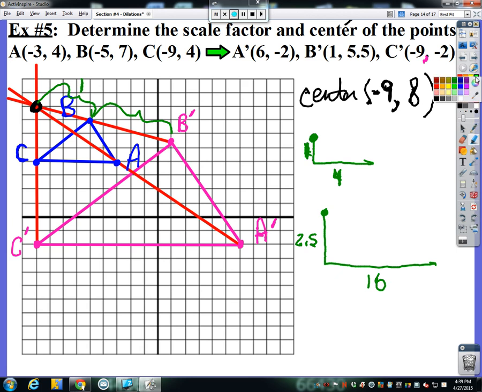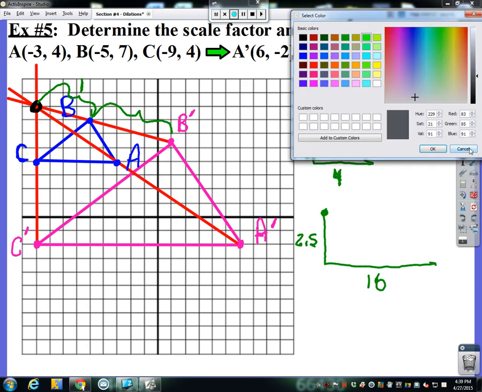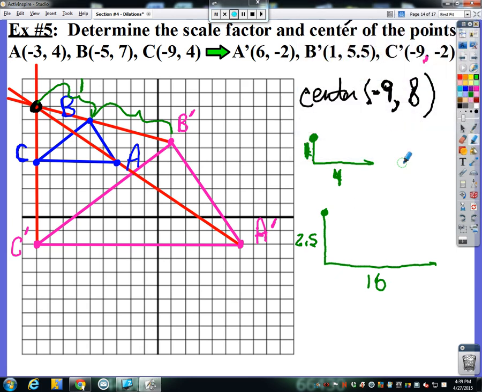Well, now here's where I get to do a little bit of math. I need to look at, well, 1 really got multiplied by what to get to 2.5? Likewise, I should get the same number here. 4 times what would give me 10? And it should be, again, the same exact number, which is 2.5. And that's my scale factor.